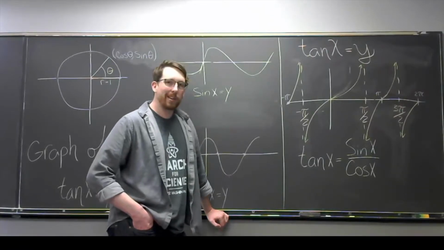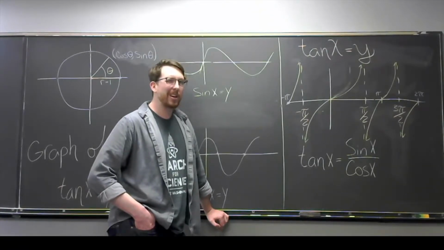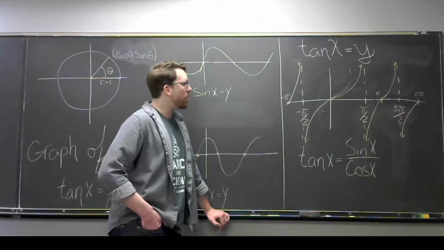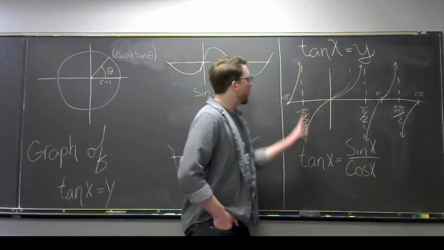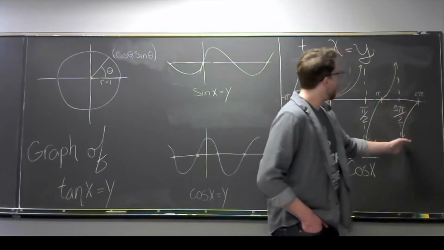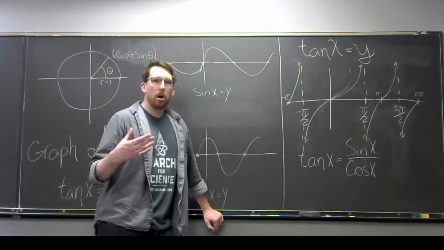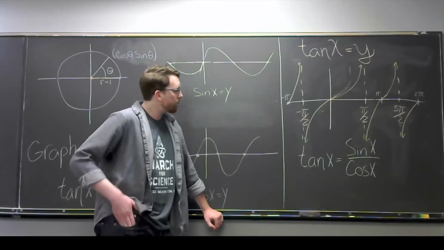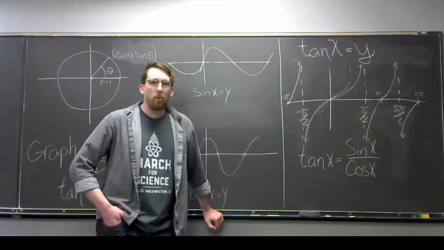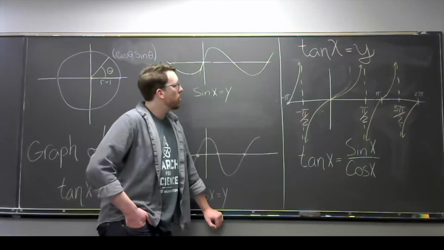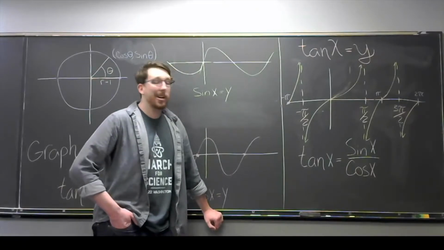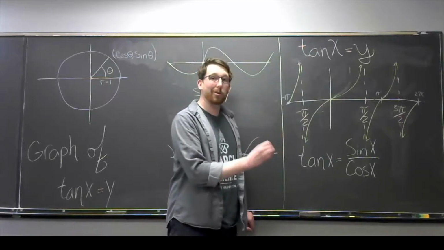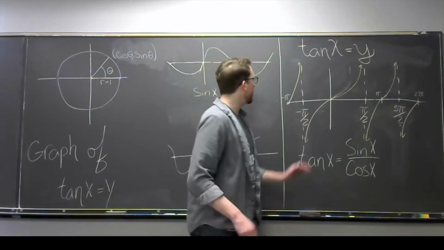So, looking at this graph, you might notice a couple things. It looks kind of strange at first. One thing you might notice is we've got all of these dotted lines marked at odd multiples of pi over 2. What are they? Why do they happen? Well, these dotted lines are called asymptotes. They're lines that our function gets really close to, but it never actually touches.